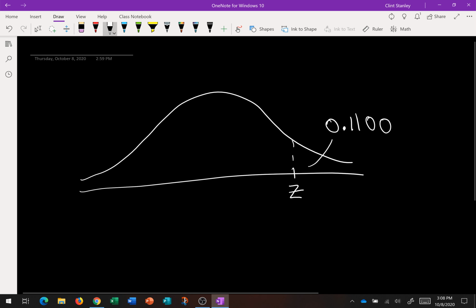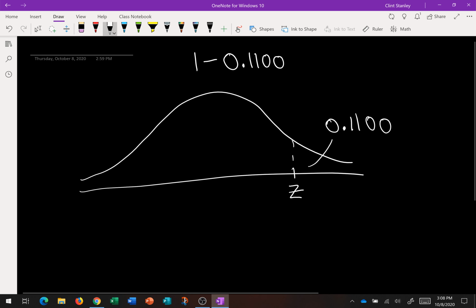But our table gives us area to the left. So you got 2 things you can do. You can remember the whole thing is 1 and do 1 minus 0.11. And that'll tell us the area to the left.